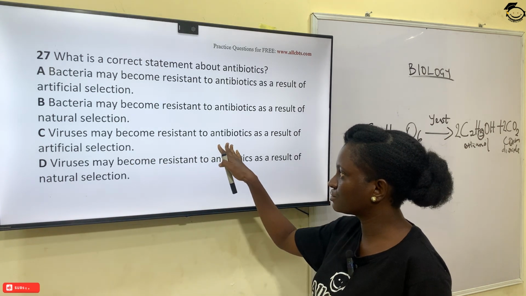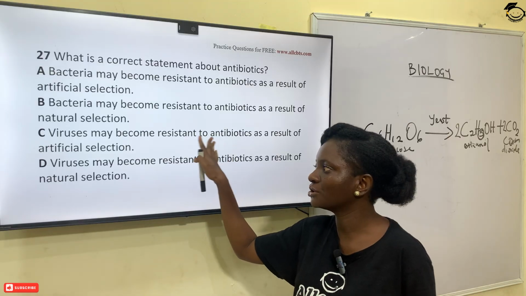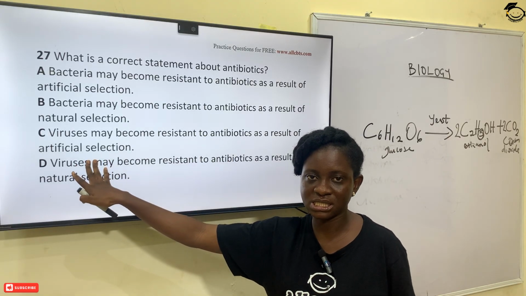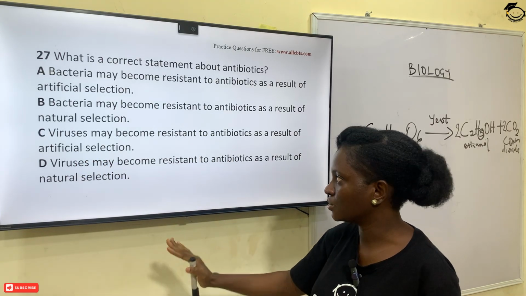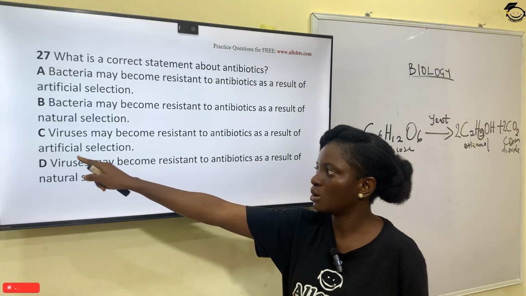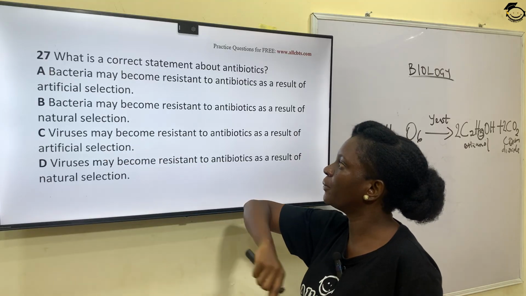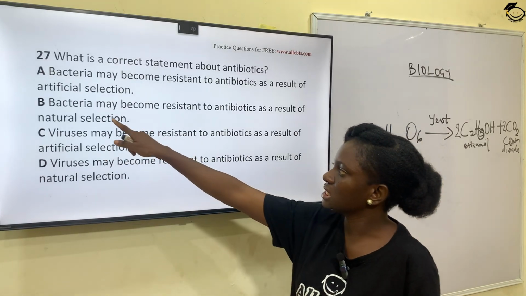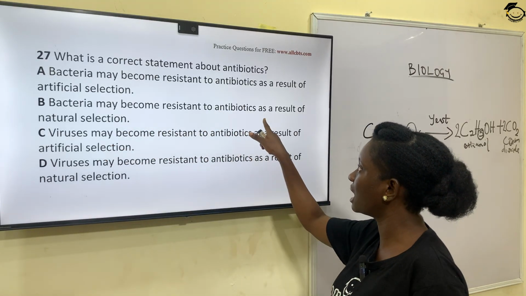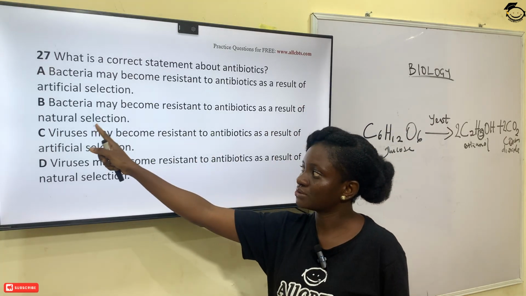Antibiotics are not used to treat viral diseases. So it's only antiviral drugs. So we ignore options C and D. So we are left with A and B. So the correct answer here is bacteria may become resistant to antibiotics as a result of natural selection.